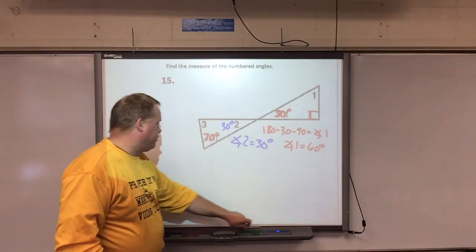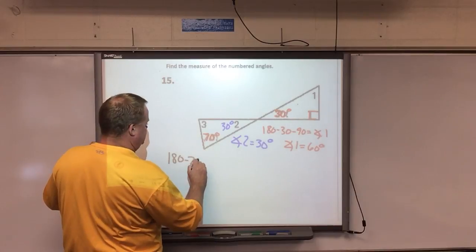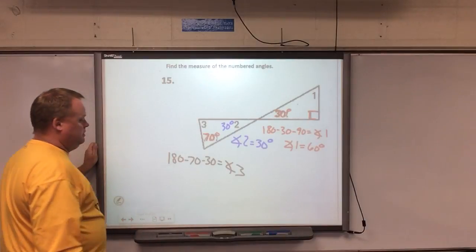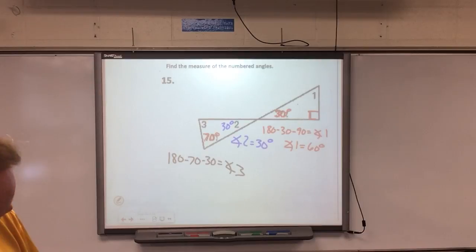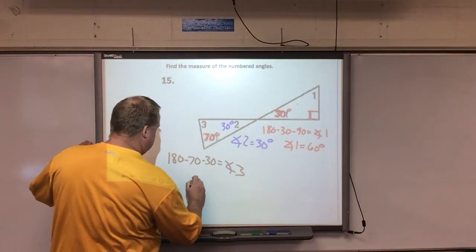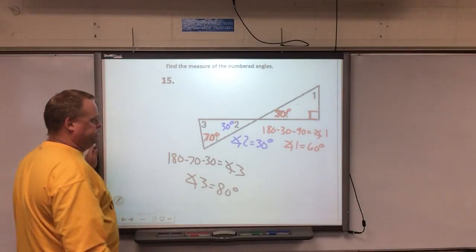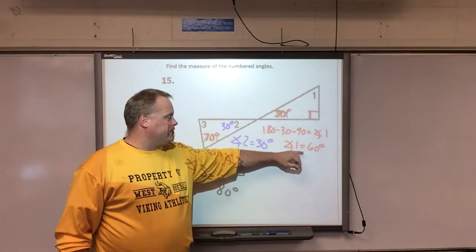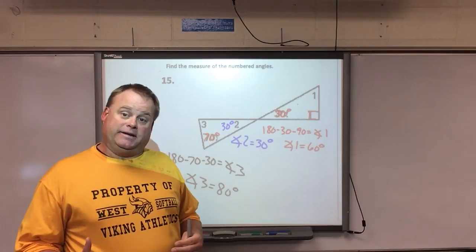So I can find angle 3 pretty easily. 180 minus 70 minus 30 equals angle number 3. Well, 180 minus 70 minus 30 is 80. So angle 3 is equal to 80 degrees. Alright, so we found the measure of angle 2, found the measure of angle 1, found the measure of angle 3. Hopefully you have paid attention.